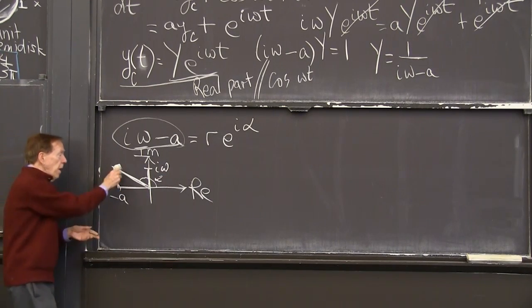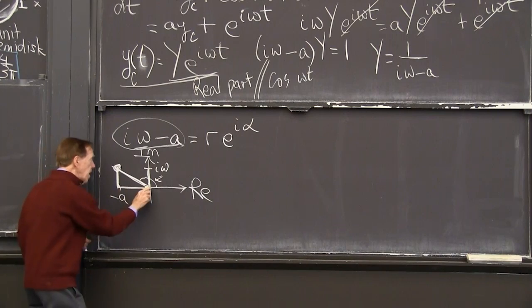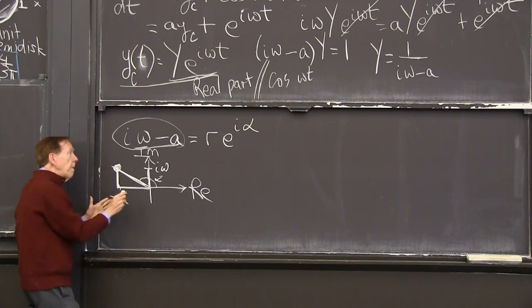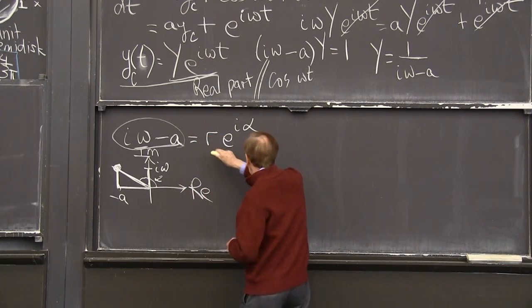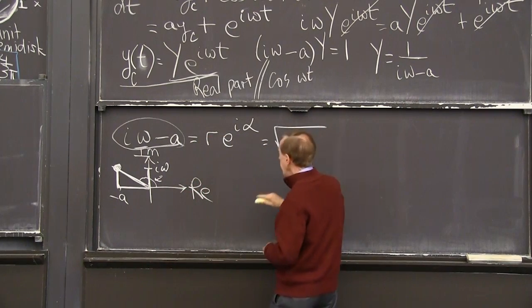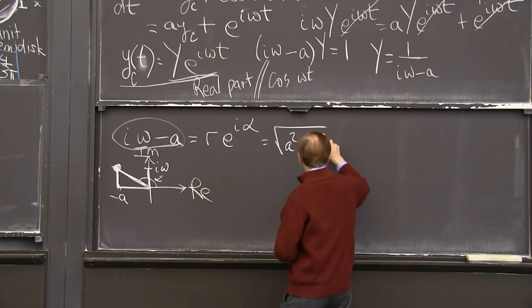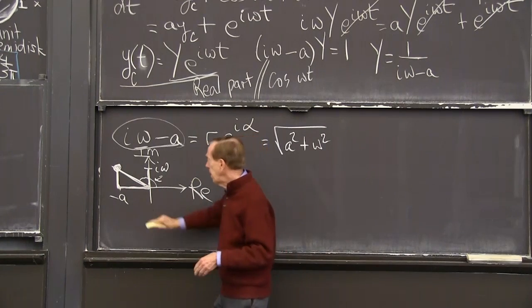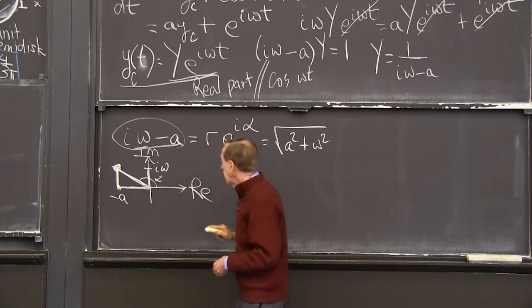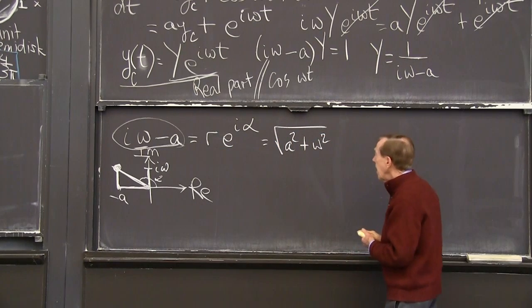Easy. That's a right triangle with height omega. This side is minus A. I use Pythagoras to know that this R is the square root of A squared plus omega squared, right? That length squared, the minus sign disappears. That length squared, omega squared. So that's the R. Now, what about e to the I alpha?